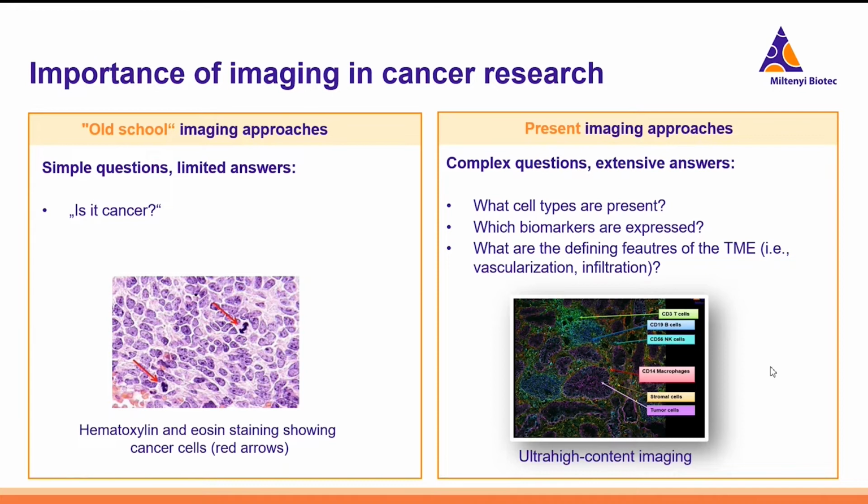So what type of biomarkers? And also the features of the tumor microenvironment. Is it vascularized or not? Does the tumor microenvironment consist of immune infiltrates, and where are they, what are they? How do these immune cells and other cells interact with the tumor cells and with each other?